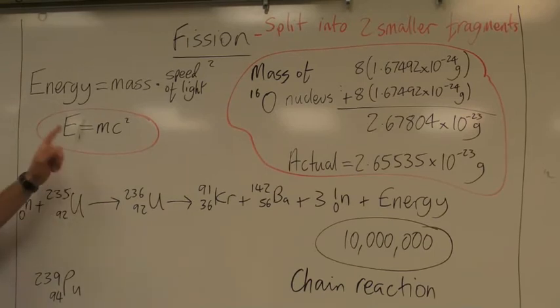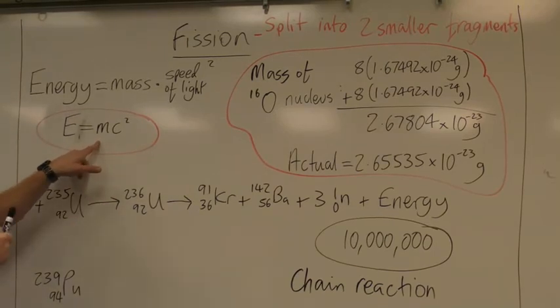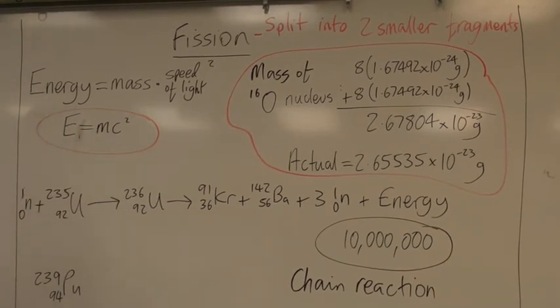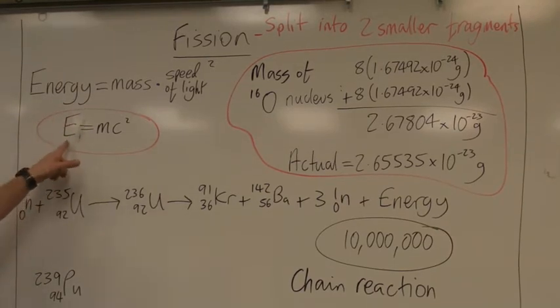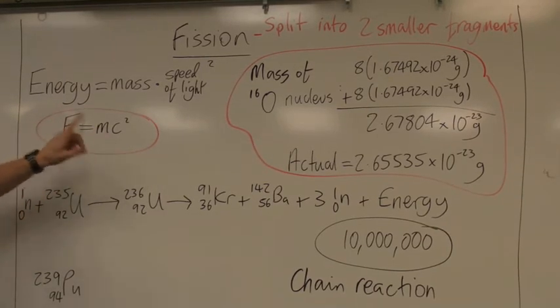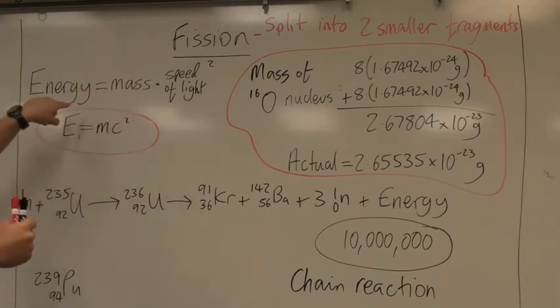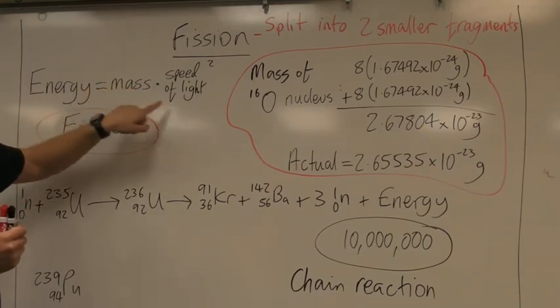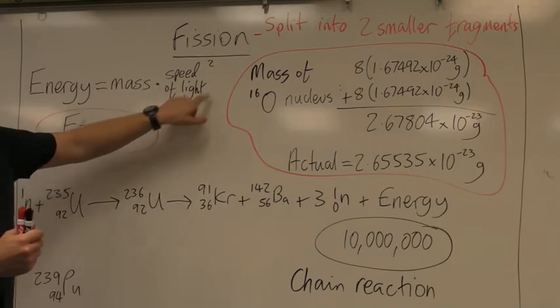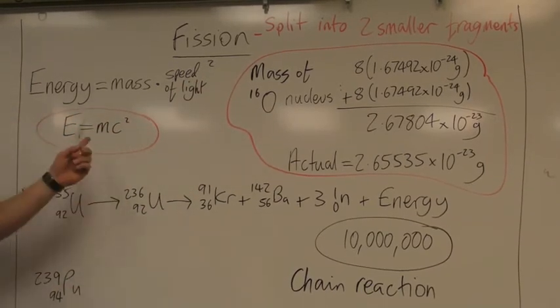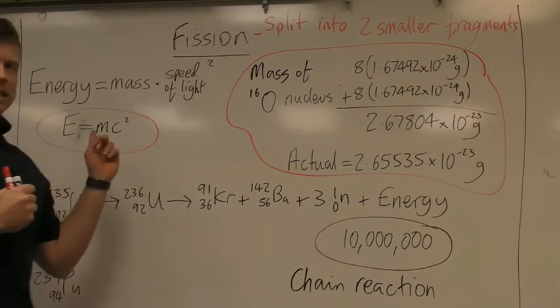Whether or not you learned about this in physics last year, this is a very famous equation. It's Einstein's big contribution to science, or one of them at least. But what this equation means, E equals mc squared, is that energy and mass have a relationship. So energy is equal to the mass multiplied by the speed of light squared. So E equals mc squared. We'll go back to look at this equation in a second.